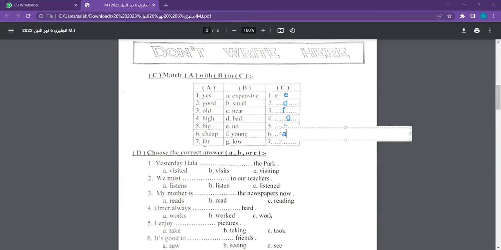Number seven, okay. The last one, far. The city is far away from me. Far away. What is the opposite of far? Number C, near. Near, yes. The opposite of far is near. Near is number C. Very good. That is a good job. Thank you, Umar. Thank you, Ruba. Let us continue, please.